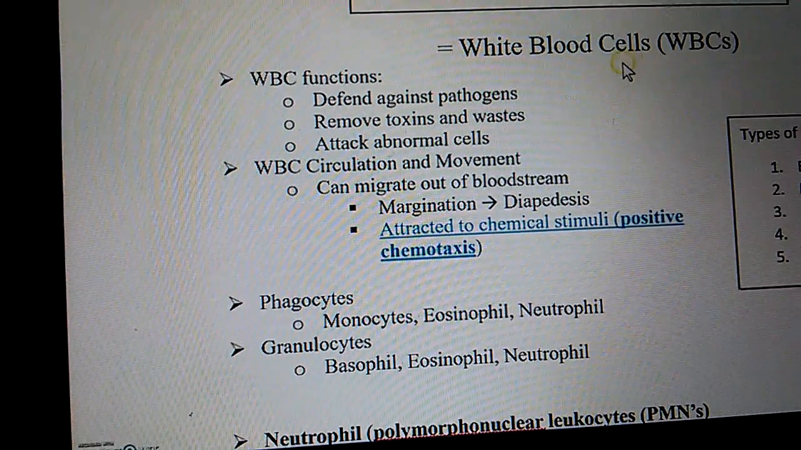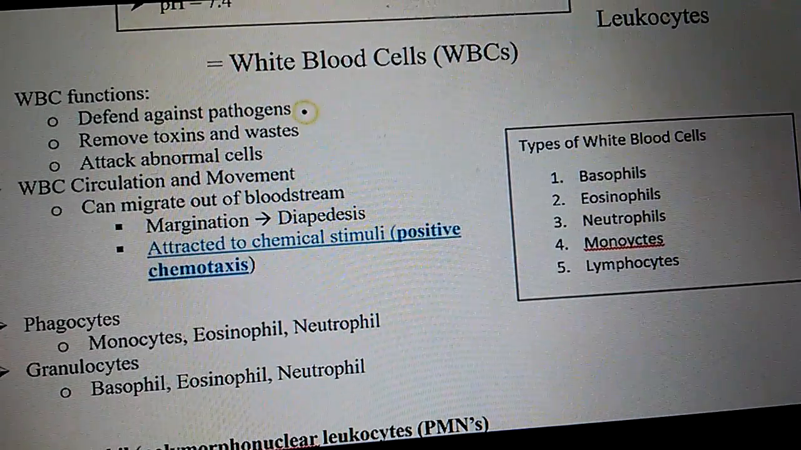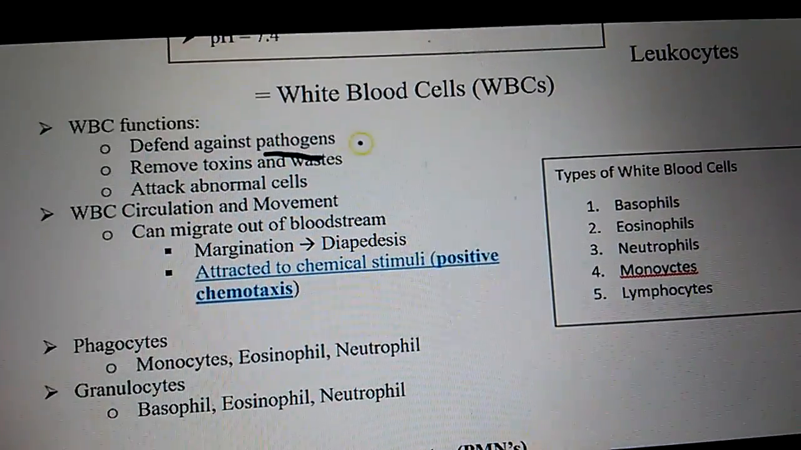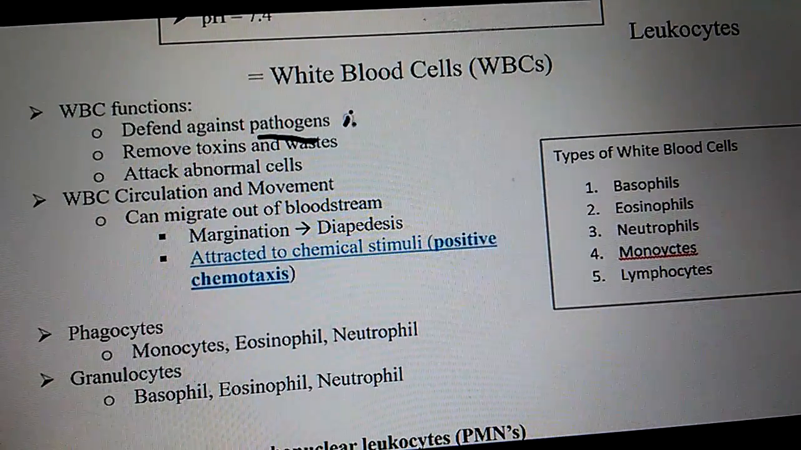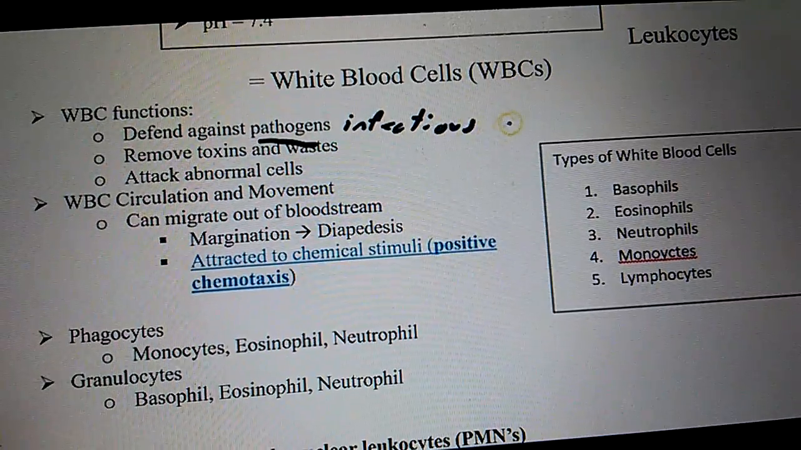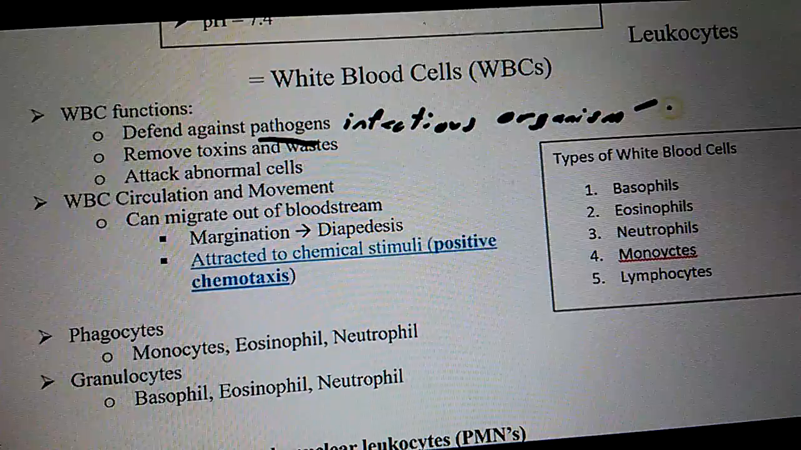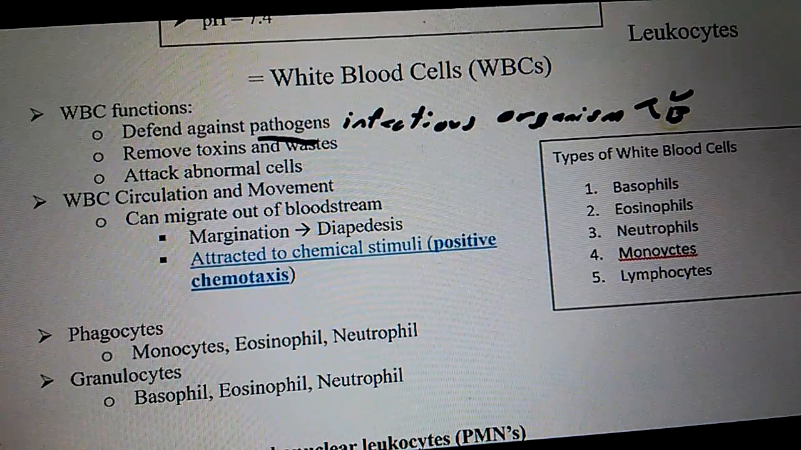Another word for leukocyte is white blood cell. What's another word for leukocyte? White blood cell. What's another word for white blood cell? Leukocyte. Now, white blood cells are going to defend against pathogens, and remember, a pathogen is an infectious organism. The key word is organism. The infectious organisms I want you to remember are viruses and bacteria.